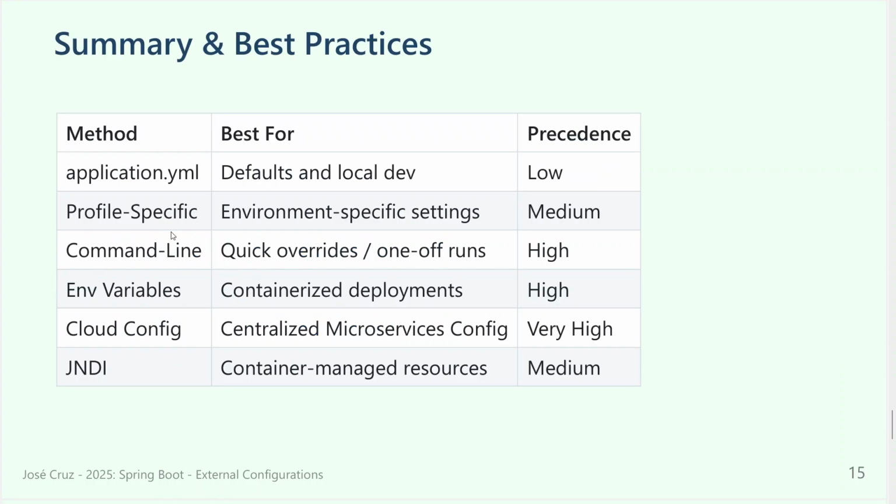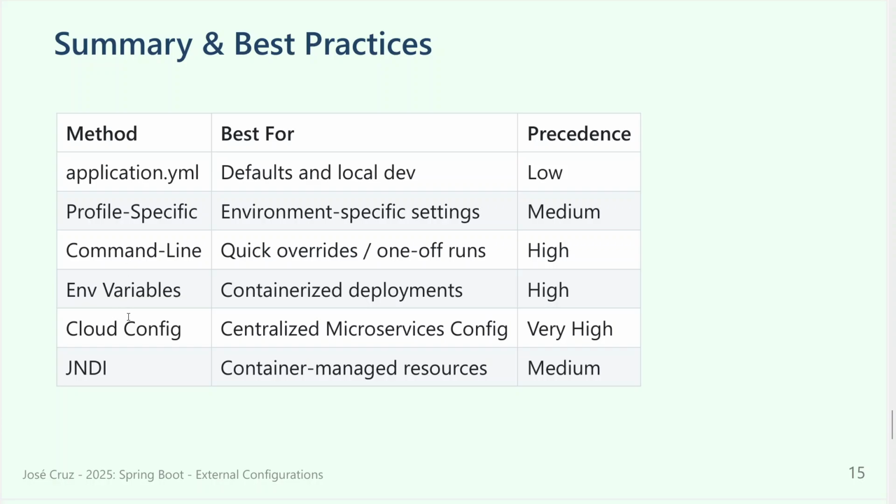So in summary, these are the different methods to have external configurations in Spring Boot. Of course, you have the application properties. It's the default, and the precedence is really low. Then you have the profile. See my previous video about profiles if you want to understand more. Environment specific settings, it's medium. Command line, it's high. It's the highest one. So everything that you put on the command line will override anything here apart from the cloud config, because if you think for a while, the cloud config is even far away from the command line.